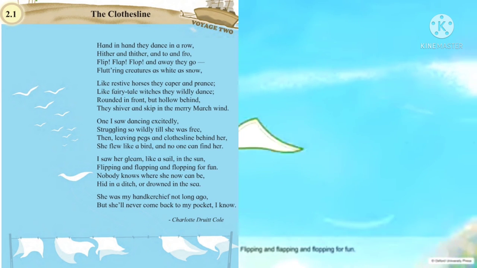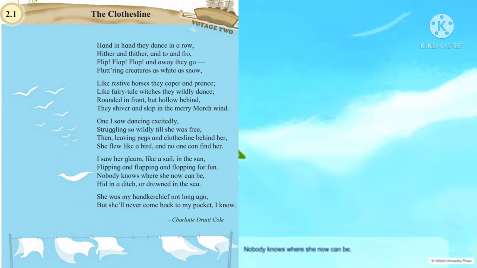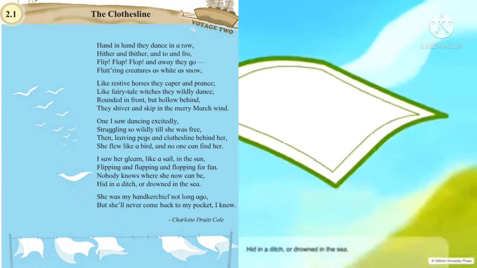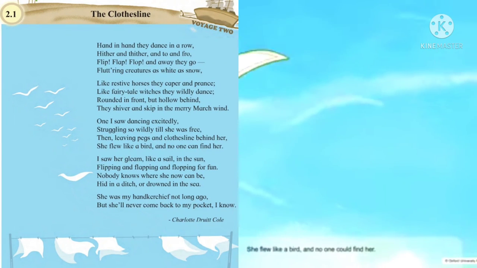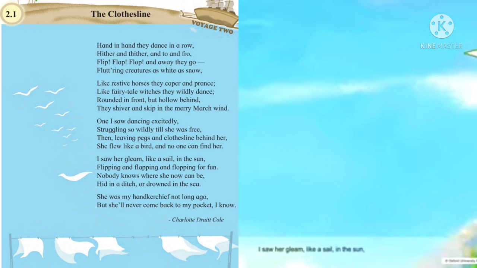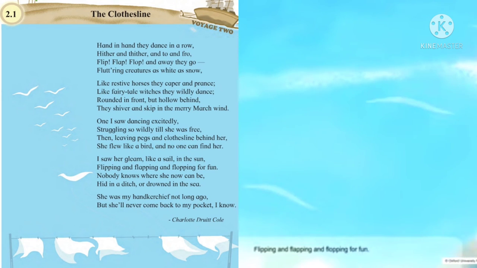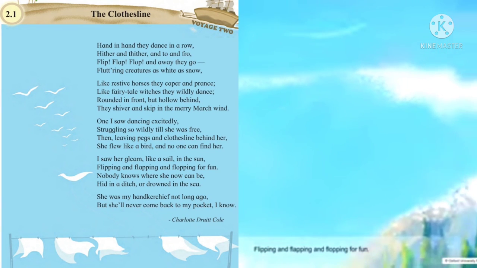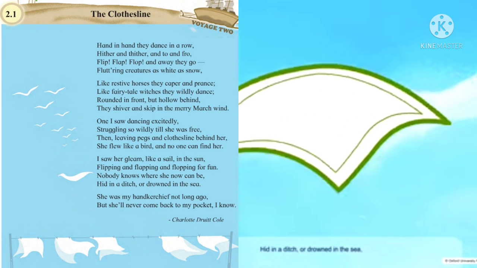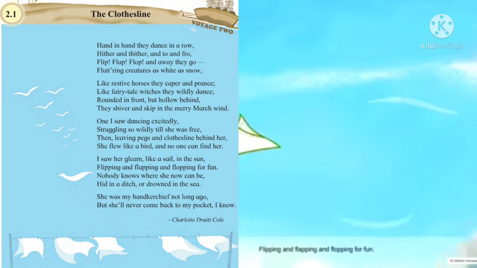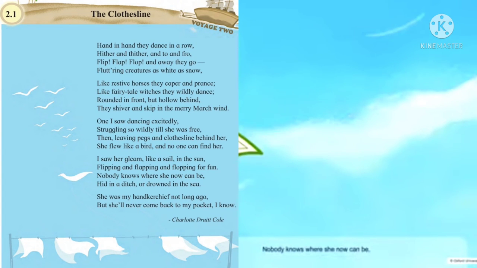So now the poetess is telling us that the cloth that flew with the wind was my handkerchief. That piece of cloth was my handkerchief, but I know that now that handkerchief will not come back to me and will not come back to my pocket. Why? Because the handkerchief blew with the wind, and now the poetess cannot find it, and she doesn't know where it is. So she knows that she won't be able to get it back. So that is how she ends the poem.